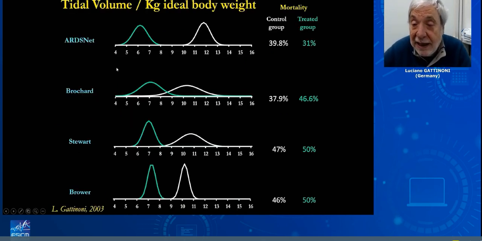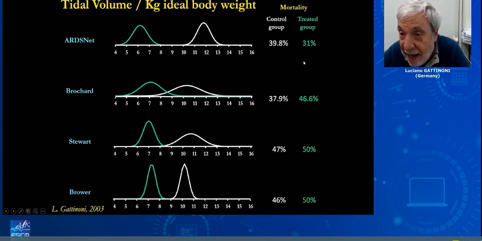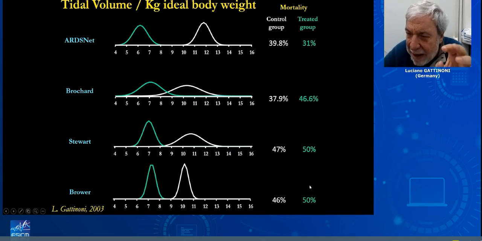And now we know that tidal volume per kilo is a dogma, no? 6 versus 12, a difference in mortality of really 7%. Before we had 6 versus 10, 7 versus 11, 7 versus 10. In none of these studies was the lower tidal volume worse; the higher tidal volume was worse. So tidal volume per kilo makes sense.